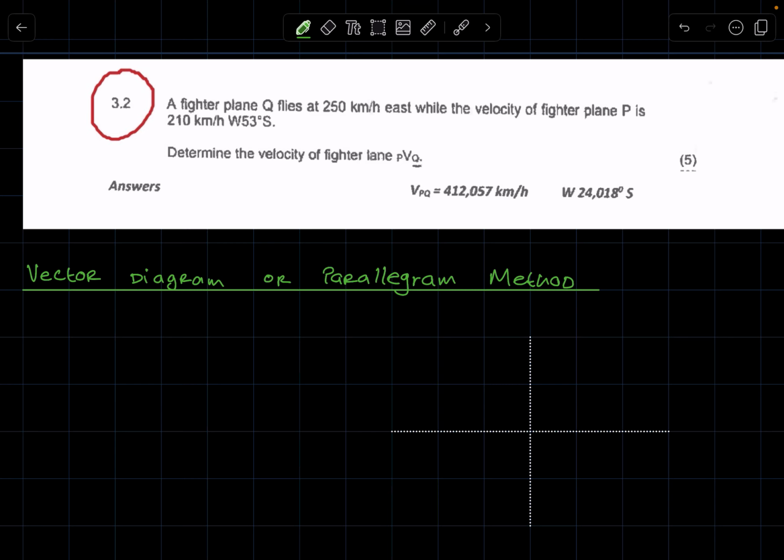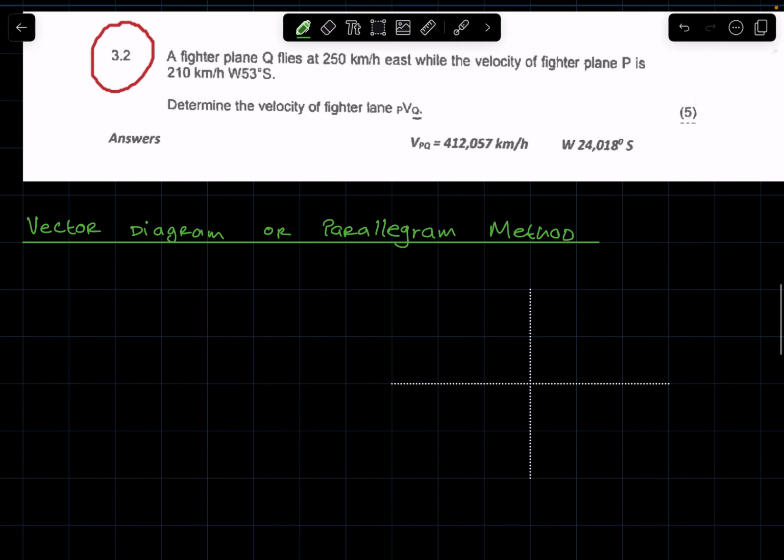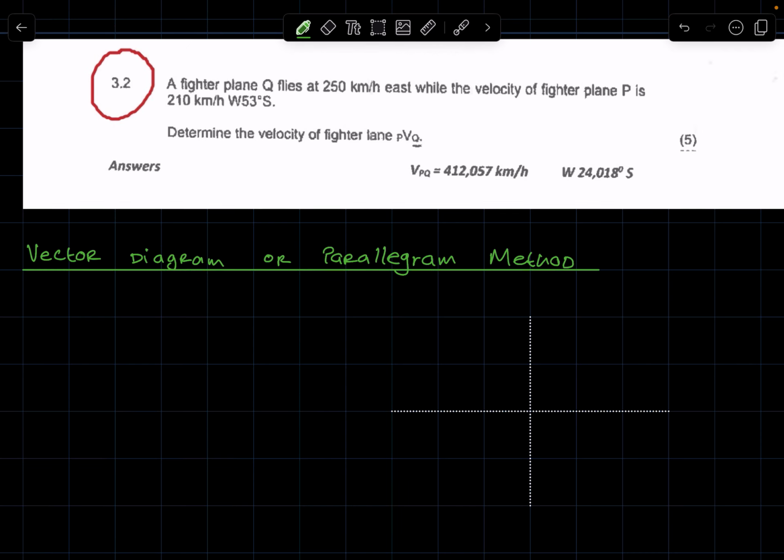But if you're interested in knowing how to solve problems based on relative velocity using the parallelogram method, then you are in the right place. Now, like I said, we are still looking at relative velocity, and with relative velocity, the one thing that you should establish is which of the objects that you've been given you are going to take as the object, and which one you take as the frame of reference. And that you will get in the question.